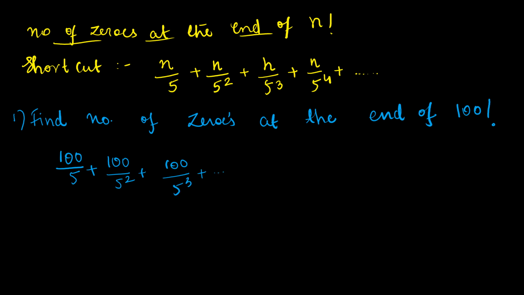Now what is 100 by 5? 100 by 5 is 20, plus 100 by 5 square, that is 100 by 25, which is 4. Next is 100 by 5 cube, that is 100 by 125, that is point something. So we don't have to take the decimal value. This is 0. Therefore, the number of zeros at the end of 100 factorial is 24. This is the way to find the number of zeros at the end of any factorial number.